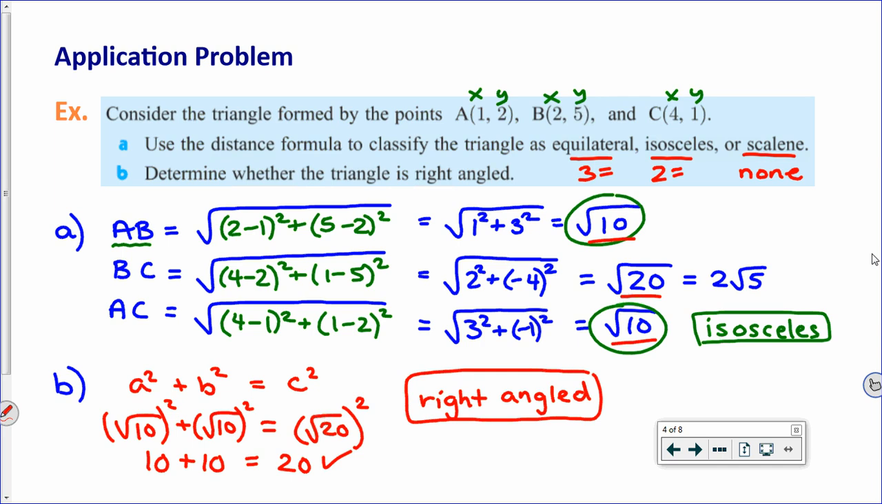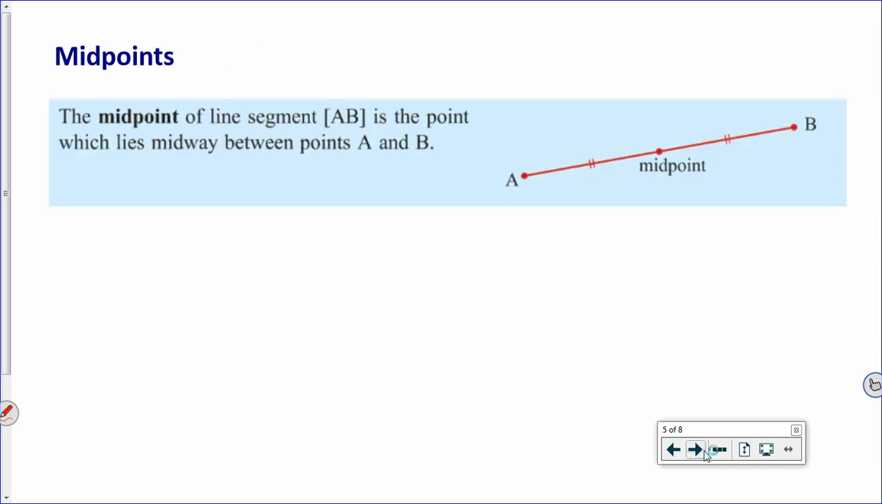Okay. And then we move into the second half of this lesson, which is about midpoints. This is just a definition. The midpoint of a line segment is the point that lies midway between A and B. And as you can see from this picture, there's a dash here and a dash here to show that it's equal in length on either side of it.